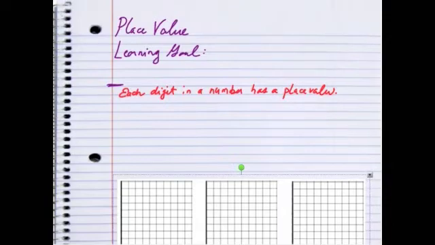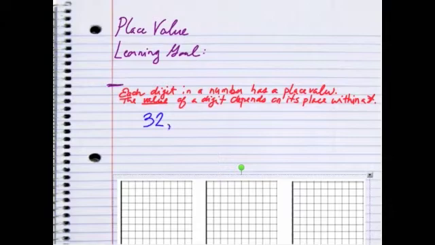And the value of a digit depends on its place or position in the number. So the value of a digit depends on its place within a number, right? So for example, let's take the number 32,476.